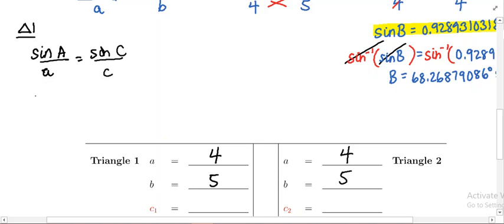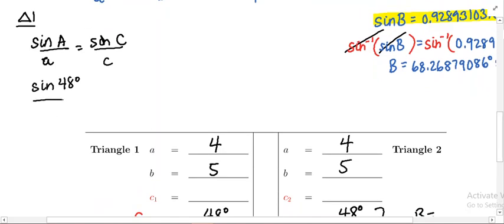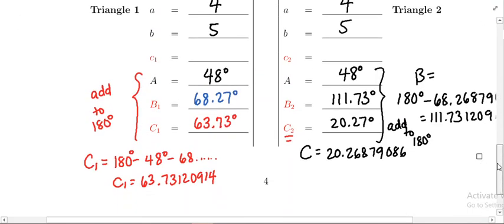We want to plug in exact values so we get an accurate measure here. So this is going to be the sine of 48 degrees, that's the measure of angle A, over side length A, which is 4. That's got to equal the sine of C. Now, out of the C values, I want to use the exact value here.